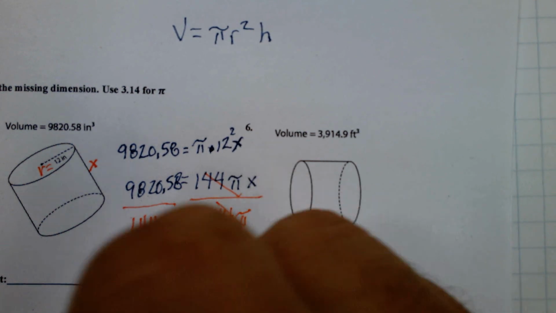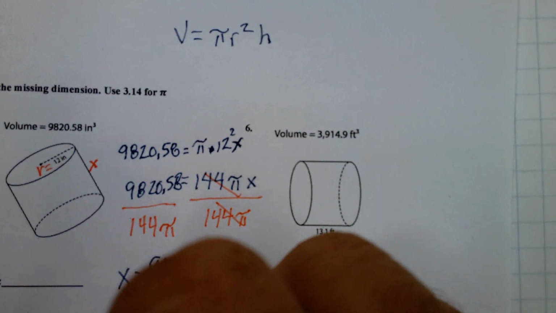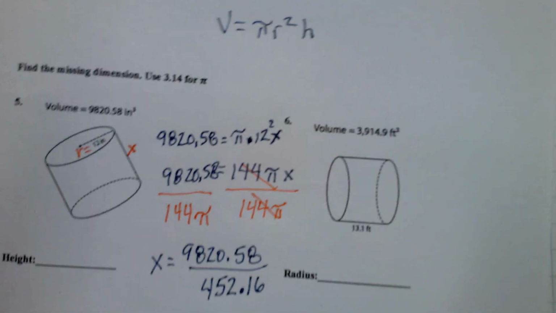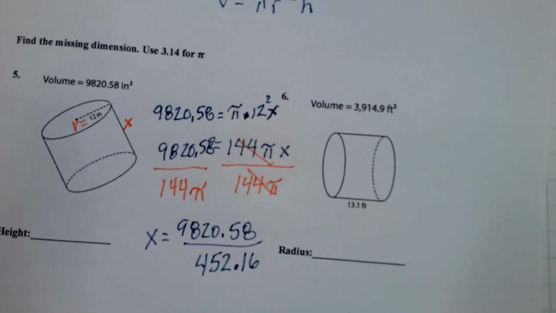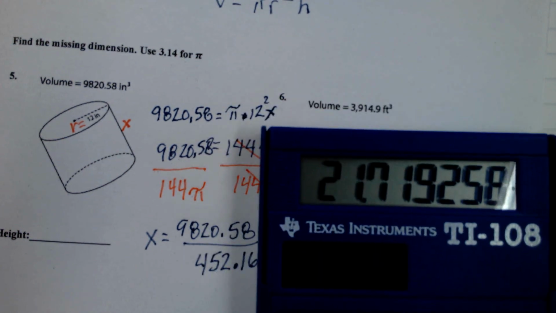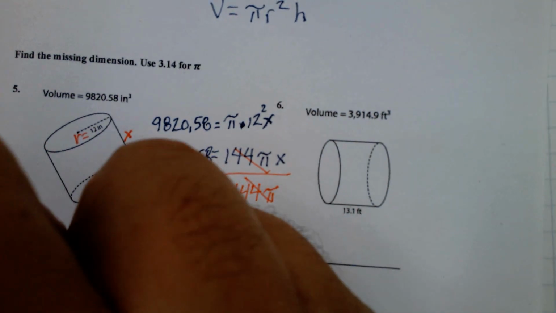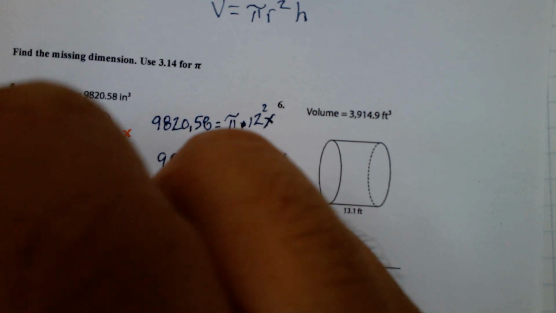9,820.58 divided by 452.16. Okay. 0.58 divided by 452.16 is 21.7. So we'll round this and leave it as 21.7. Okay.